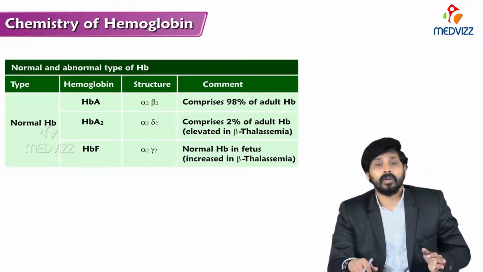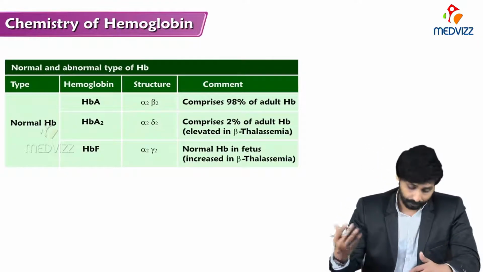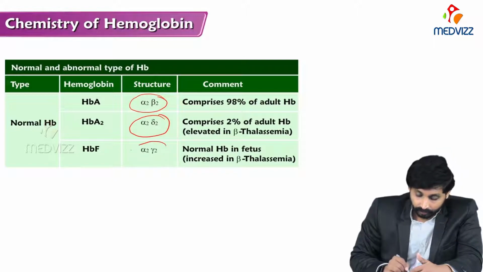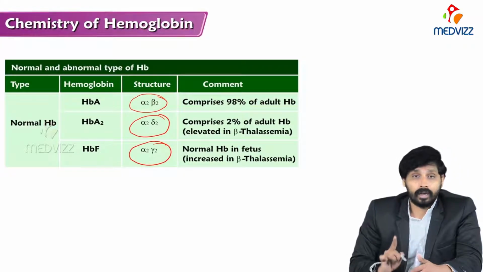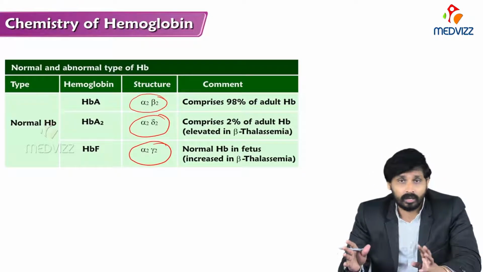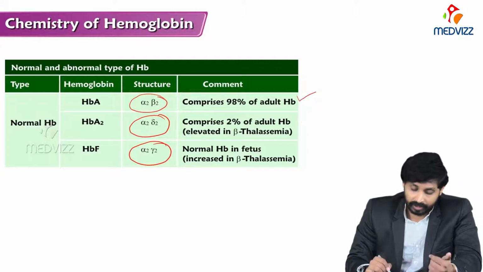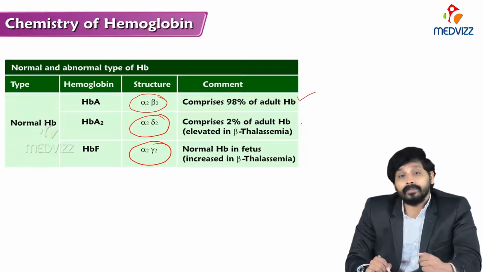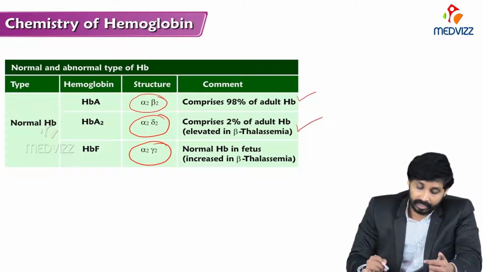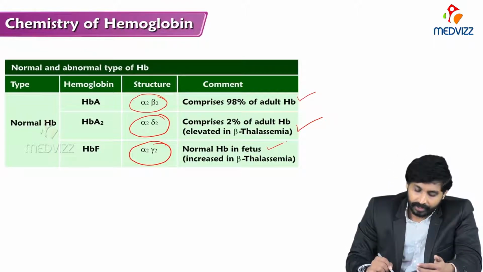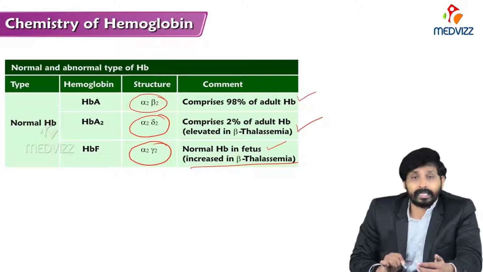Now a table to compare the different types of hemoglobins. HbA has the composition alpha 2 beta 2, HbA2 is alpha 2 delta 2, and HbF is alpha 2 gamma 2, that means gamma chains. 98% of adults contain HbA1, and HbA2 is about 2% of the total population. HbA2 levels will be elevated in beta thalassemia conditions, though it is a normal hemoglobin. HbF is also normal, present in the fetus, and it is also increased in cases like beta thalassemia.